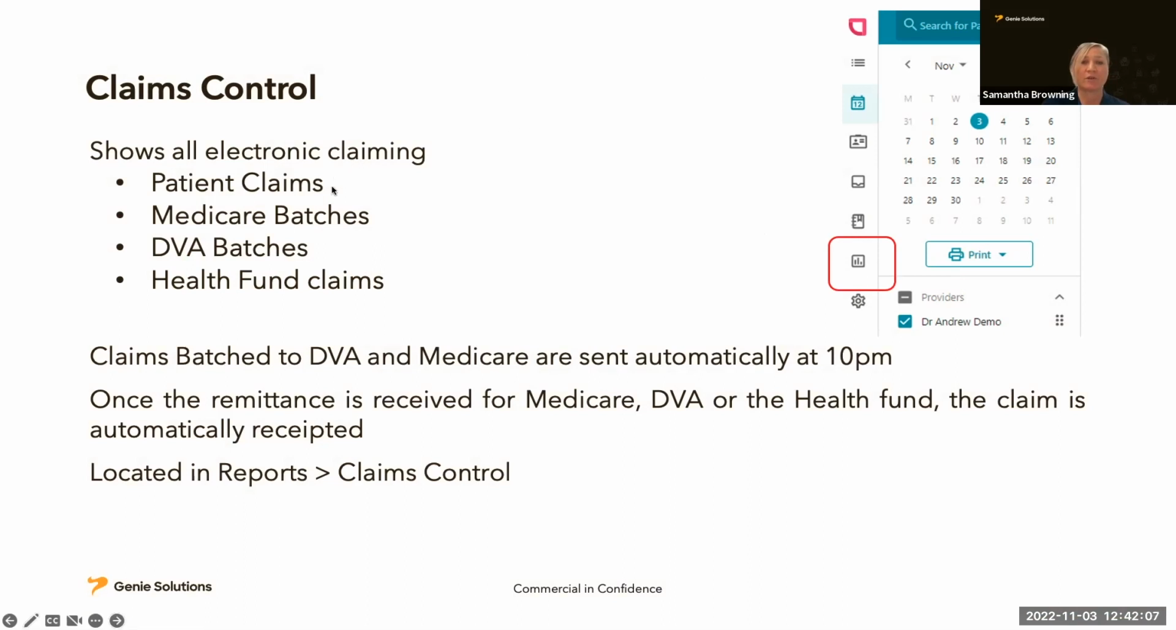So the claims control window is where all electronic claiming is presented in Gentu. So that includes patient claims, Medicare batches, DVA batches, and also health fund claims. All of your DVA and Medicare claims are sent automatically at 10 p.m. And once the remittances have been received for all of your electronic claiming, including your health fund claiming, it's automatically received in Gentu. So you can access this window by going to Reports and then clicking on Claims Control.